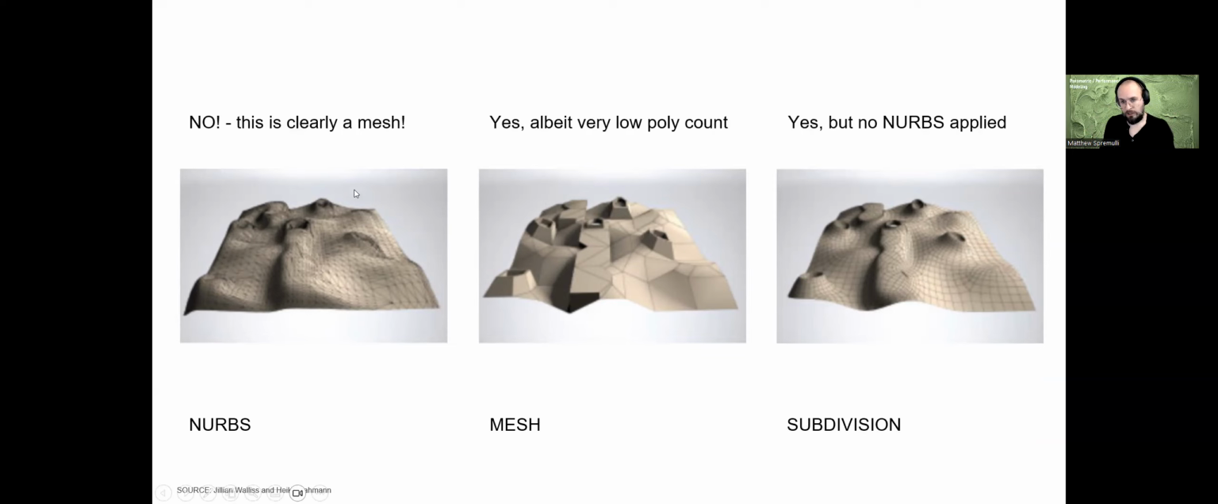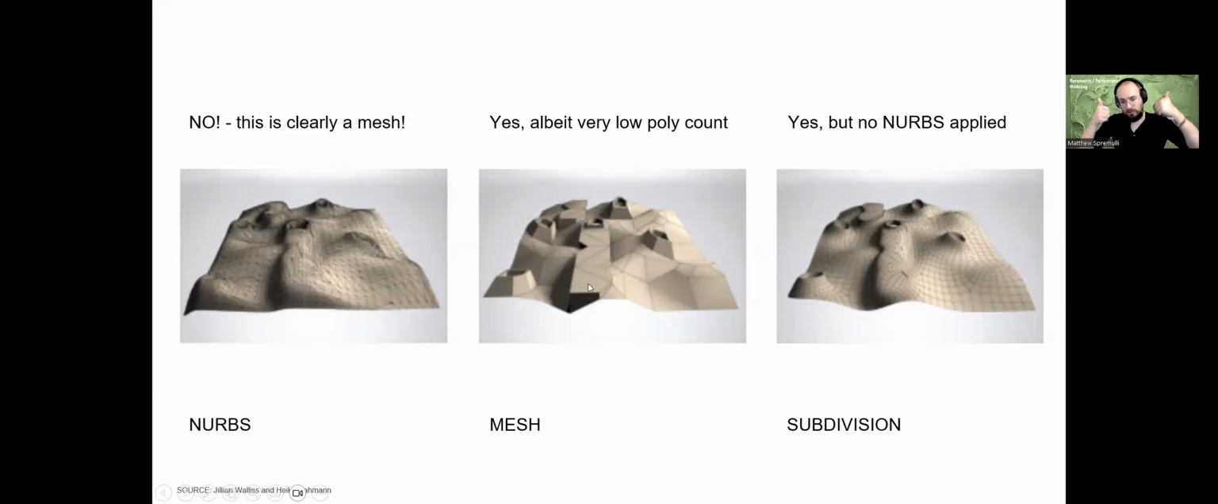But let's call out the obvious. The first example, not a NURBS. This is a mesh. We can tell because it has triangular lines that indicate edges that are cutting up these faces into smaller segments. A clear indication, a telltale sign that it is probably a mesh, not a NURBS.